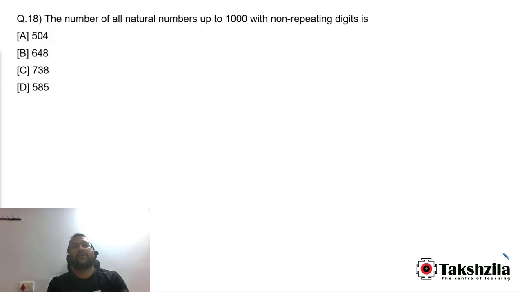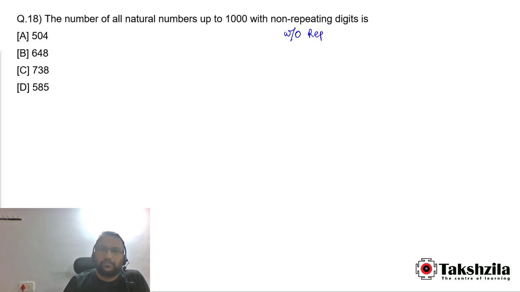Question number 18. The number of all natural numbers up to 1000 with non-repeating digits. So we want numbers in which all the digits are distinct, without repetition. Let's make the cases. First, one digit numbers. One digit natural numbers, that is 1 to 9, all satisfy the given condition. So the answer is 9 here.